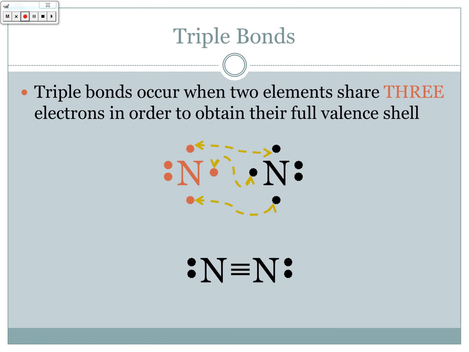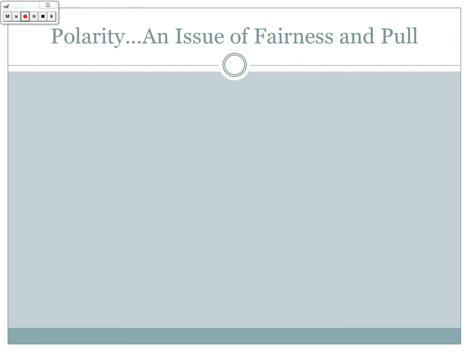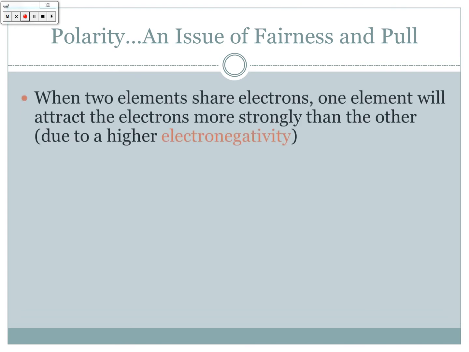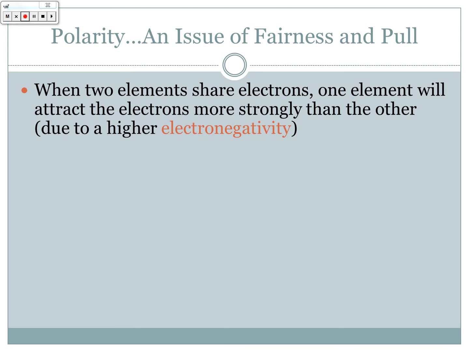So that's how we talk about bonding. We have single, double, and triple bonds. Polarity, an issue of fairness and pole. So when two elements share electrons, one element will attract the electrons more strongly than the other due to a higher electronegativity. So like I said, those periodic table trends actually will come in handy when we're talking about bonding.